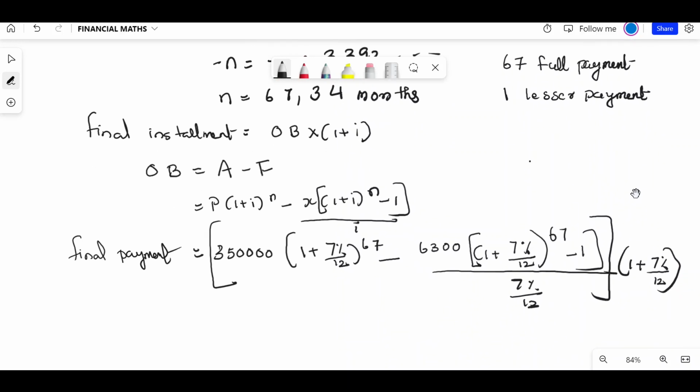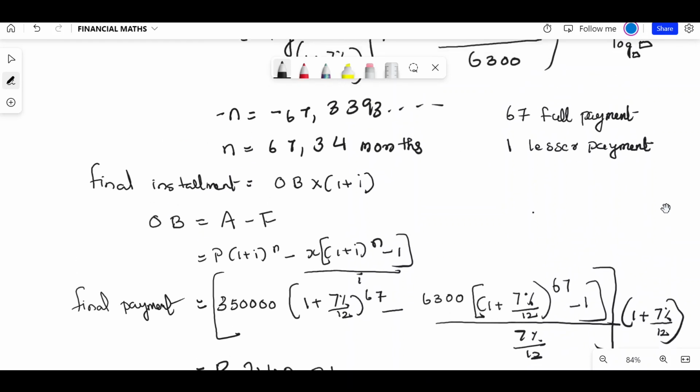So when you put this in the calculator, after finding the outstanding balance, just multiply the answer by 1 plus 7% over 12. So the final answer is what I'm going to write. It's 2142,21. That is the final answer. So this is the formula for that. I have to find the last payment or the final payment.